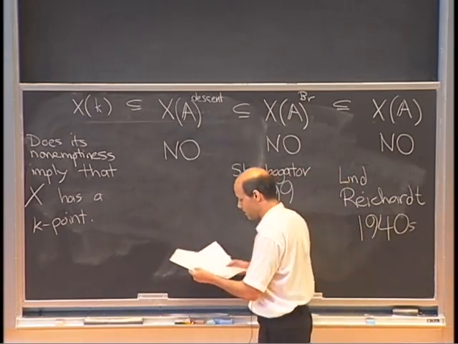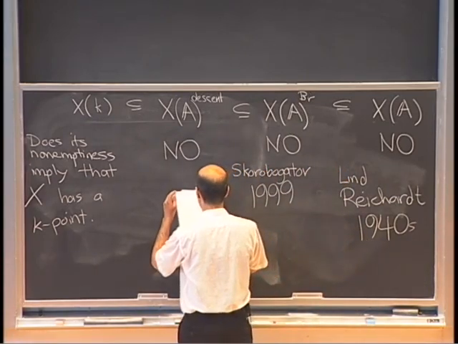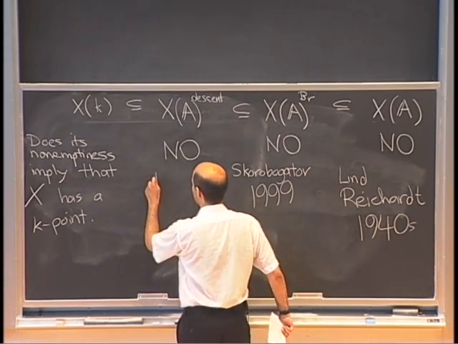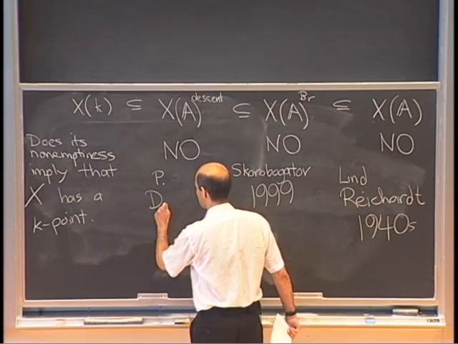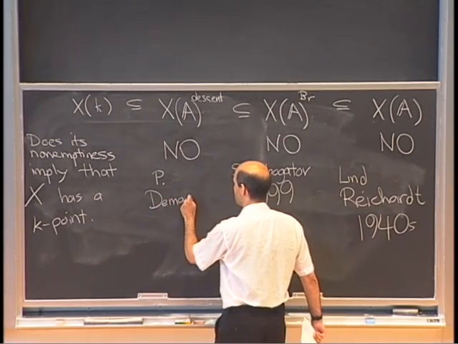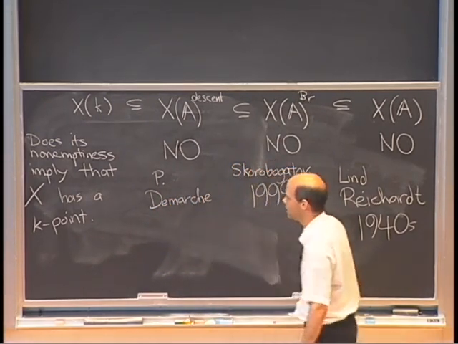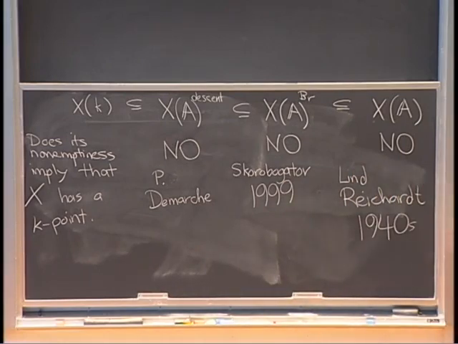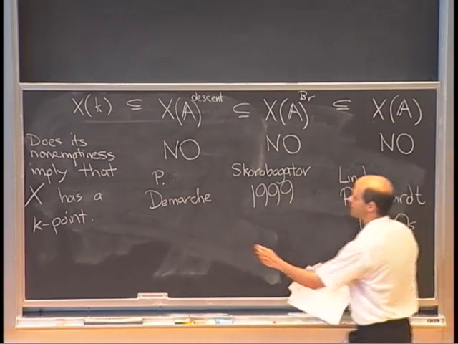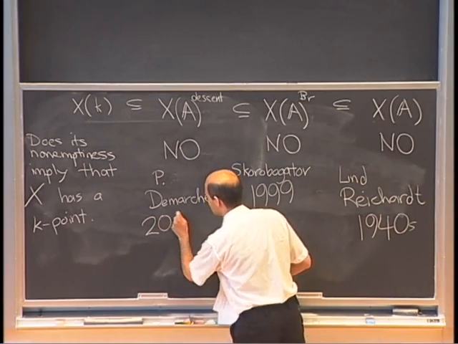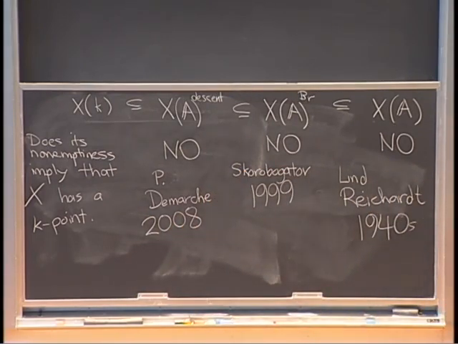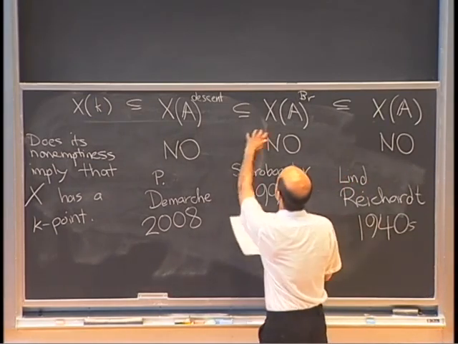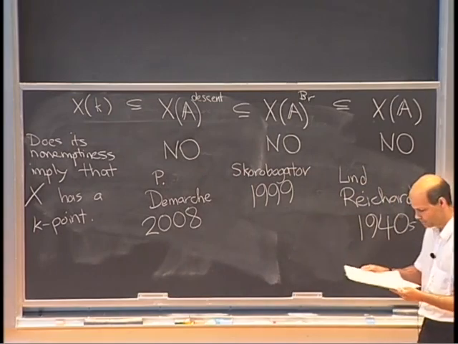And this result is proved by combining an example of mine with a result of Cyril Demarche, who's a student at Orsay. And this is all done within the last 6 months, both of our results. Okay, so I now want to explain what these sets are in between.